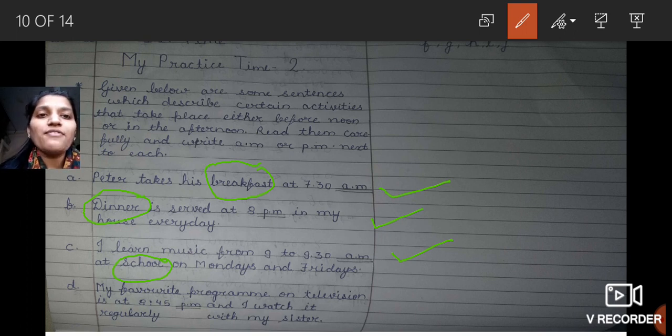Last example, my favorite program on television is at 8:40 pm dash, and I watch it regularly with my sister. Now students, here my favorite program on television. Here we can see that the word regularly is there, but we know that the time is 8:45. That means if we write here am, it will not be correct. Why? Because at 8:45 am we are always in school, right? That's why the answer is pm over here.